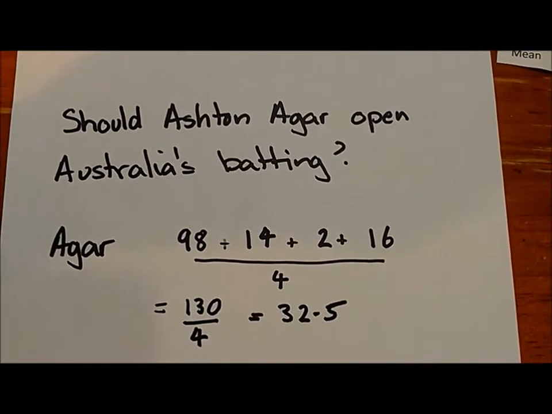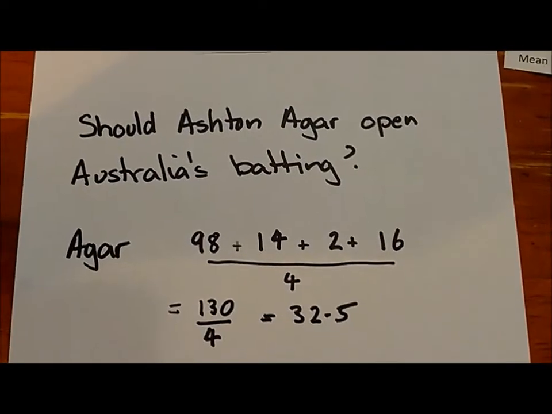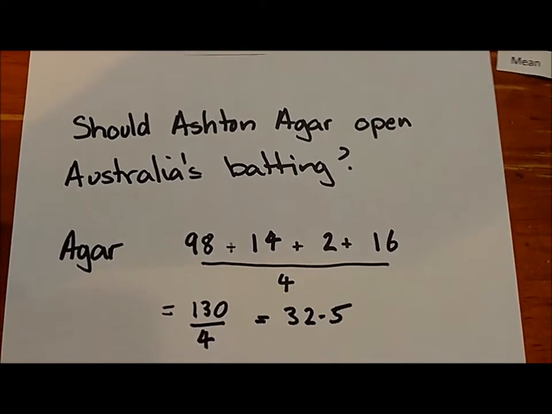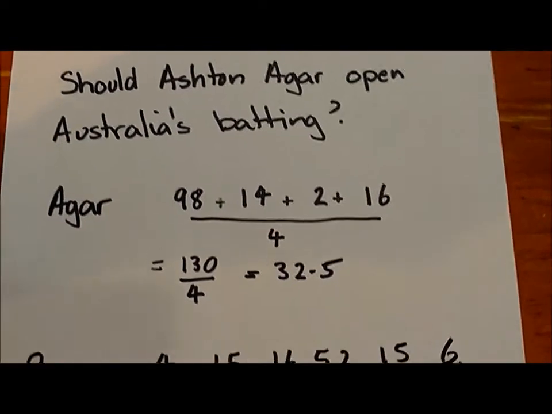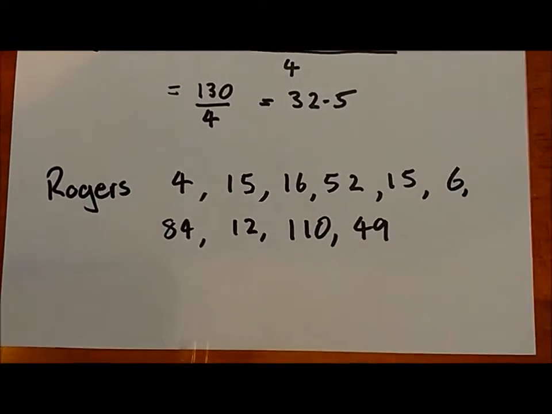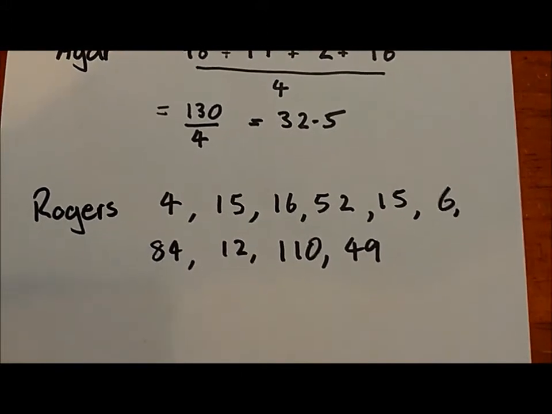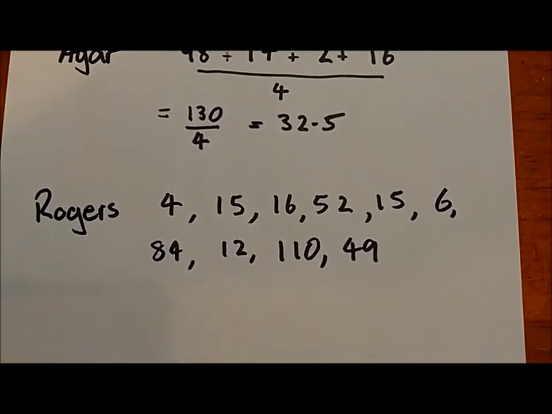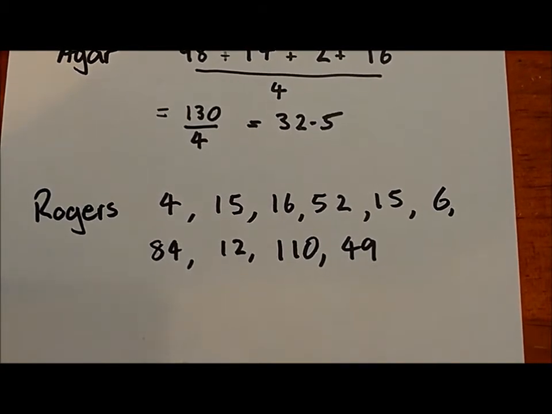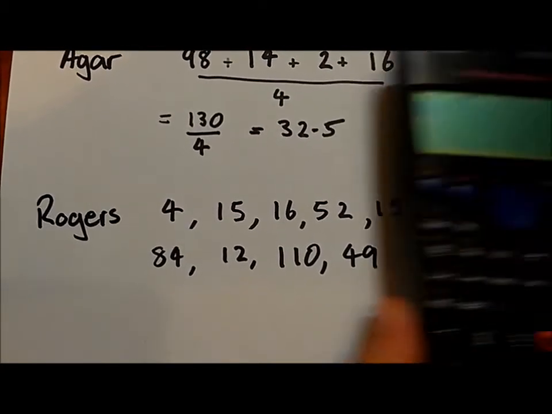Okay, so I want to now look at a couple of other prospective opening batsmen. We may as well start with one of Australia's opening batsmen. We'll start with Chris Rogers. So here are Chris Rogers' scores in the tests he's played so far for Australia. He's played a couple more tests, not too many more. So I want to calculate the mean for this. And I thought what I might do is just quickly show you how to do this on the Casio calculator.